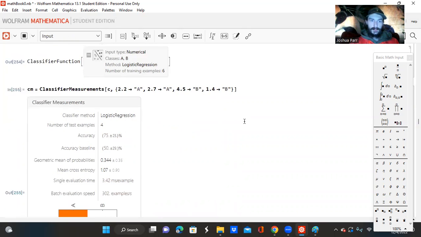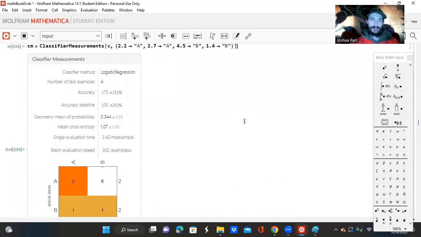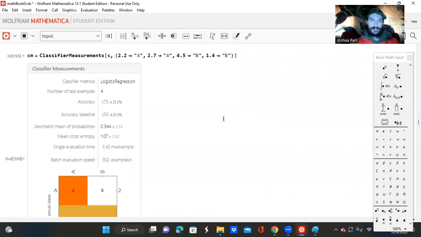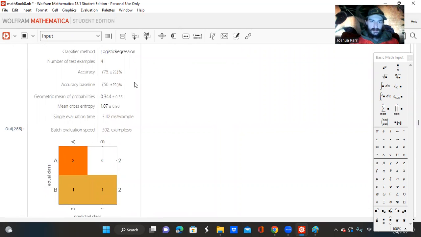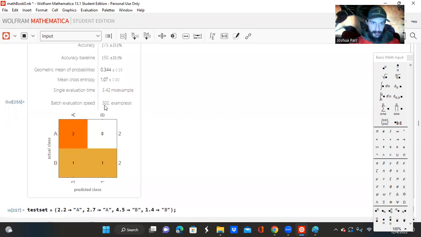And now I am asking for the measurement of that classifier. I get a logistic regression with 4 samples. It got 3 out of 5 of them correct. Or it got 3 out of 4 of them correct. The accuracy baseline is 50 plus or minus 29. Geometric mean of probabilities 0.344. The cross entropy is 1.07. Batch evaluation speed did 302 examples in 3.42 milliseconds.